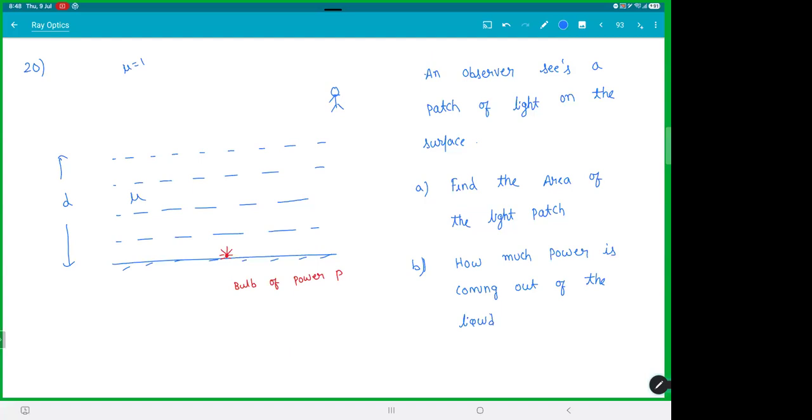So the first question is this. He is not seeing the whole surface bright. He sees only a part of the swimming pool is bright. So you need to ask yourself why. And then we need to see what the area is.